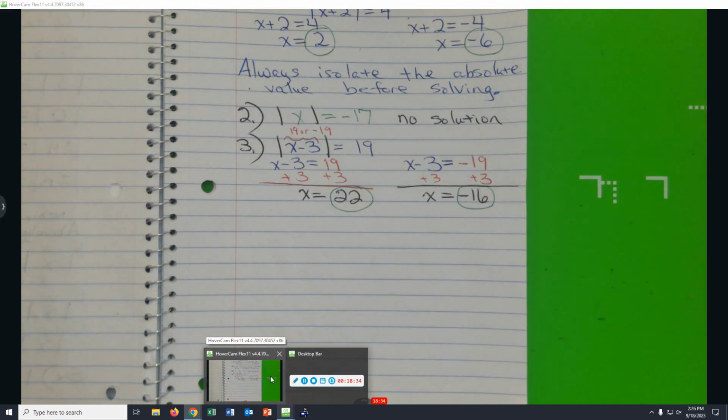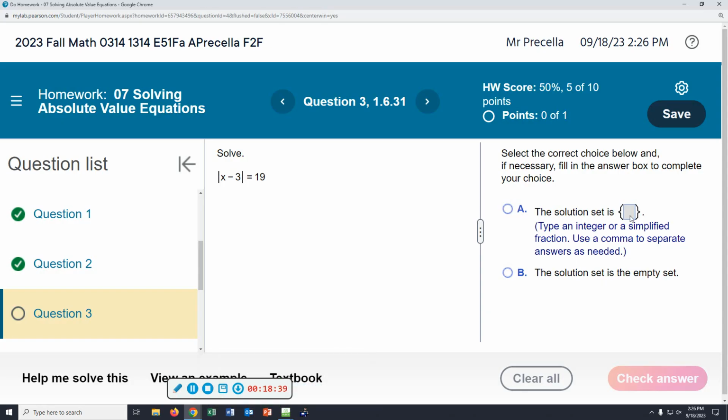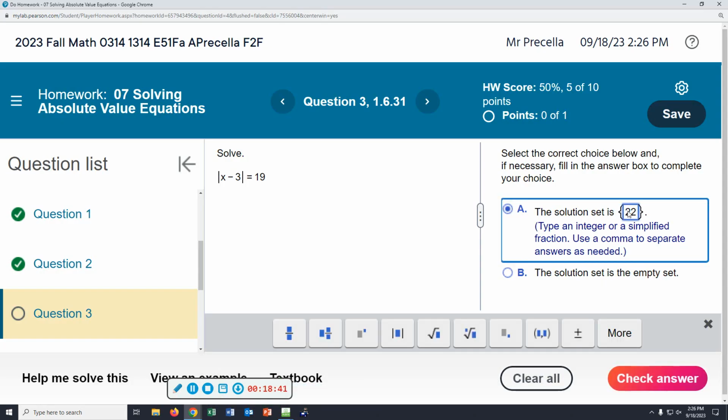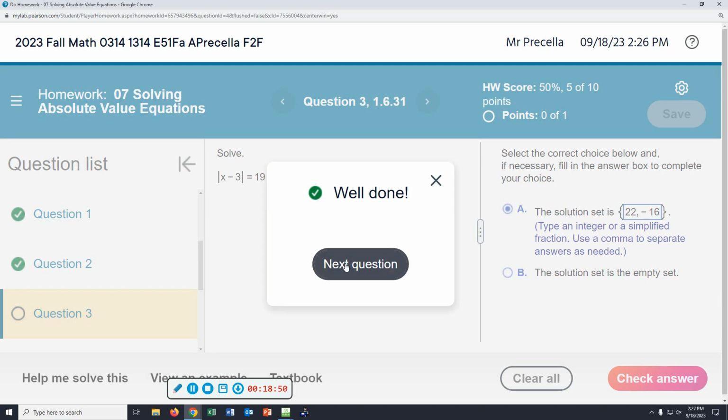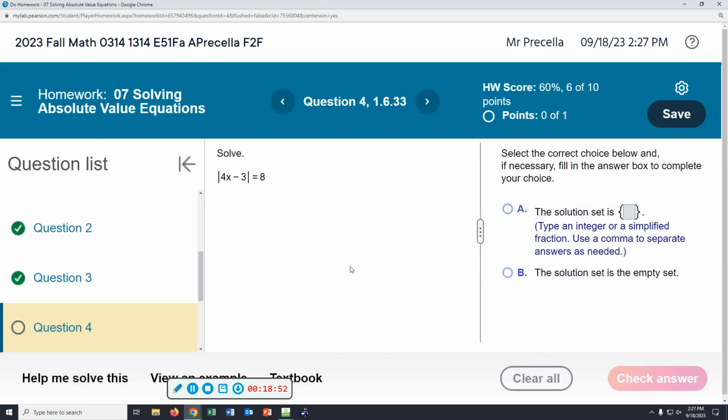Number 4. Okay, wait. 22, comma, negative 16. Check it. Wow, we're just flying through these. I have some other stuff I want to do after we're through with this assignment, so I don't have to worry. It won't be done too early or too quickly.